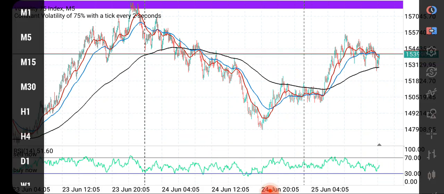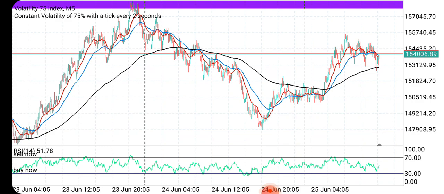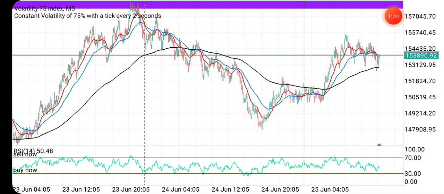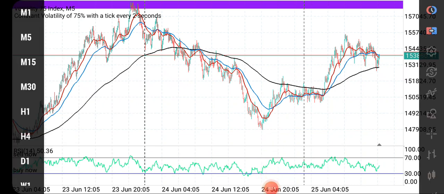But let's continue though. Look at it here. That is the first touch at the zone. It came down. It's heading up again, believing it will touch. But now, this is 5 minutes, okay? This is 5 minutes.